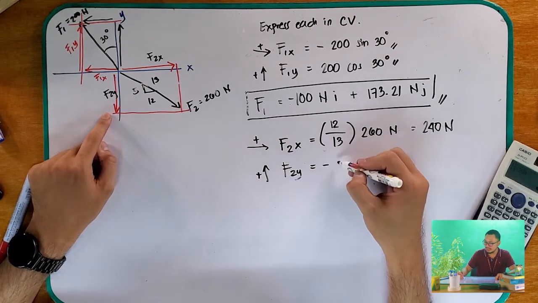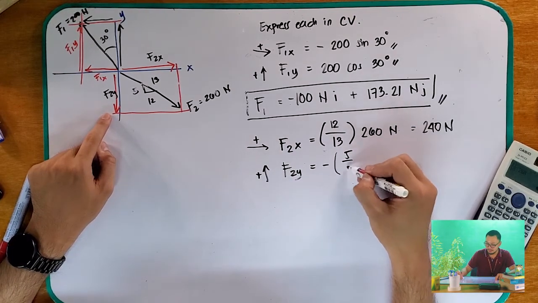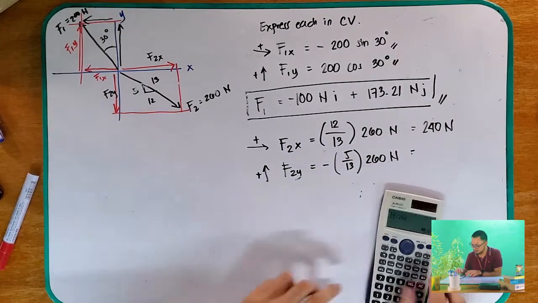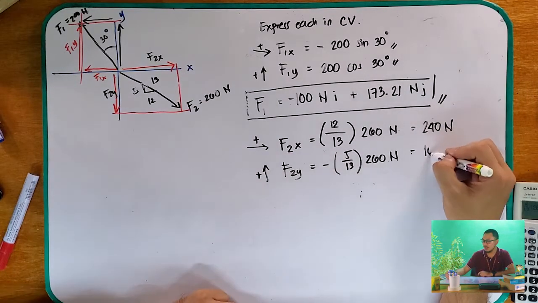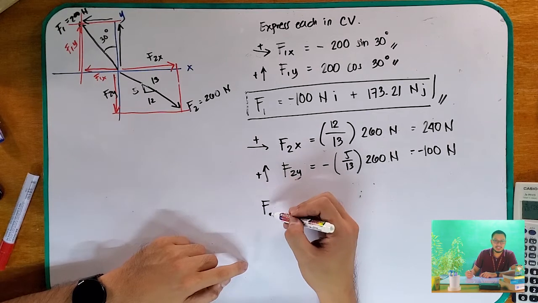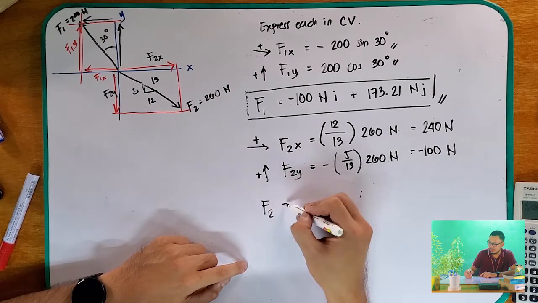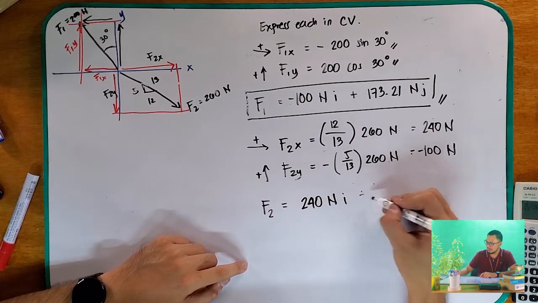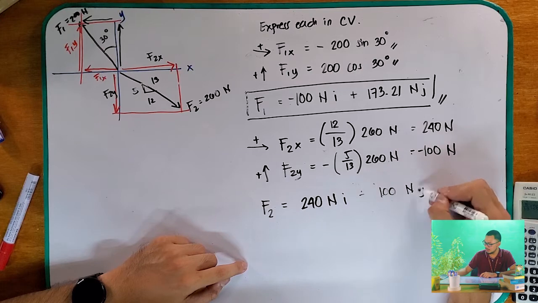So this should be negative. So 5 over 13 times 260 newtons, which is equal to 100 newtons. Negative. So therefore, your Cartesian vector notation of your F2 is basically 240 newtons I minus 100 newtons J. So, mao nang atong answer sa number 1. Very easy. Okay? Nagamit naman ta sa atong easy nga shortcut.